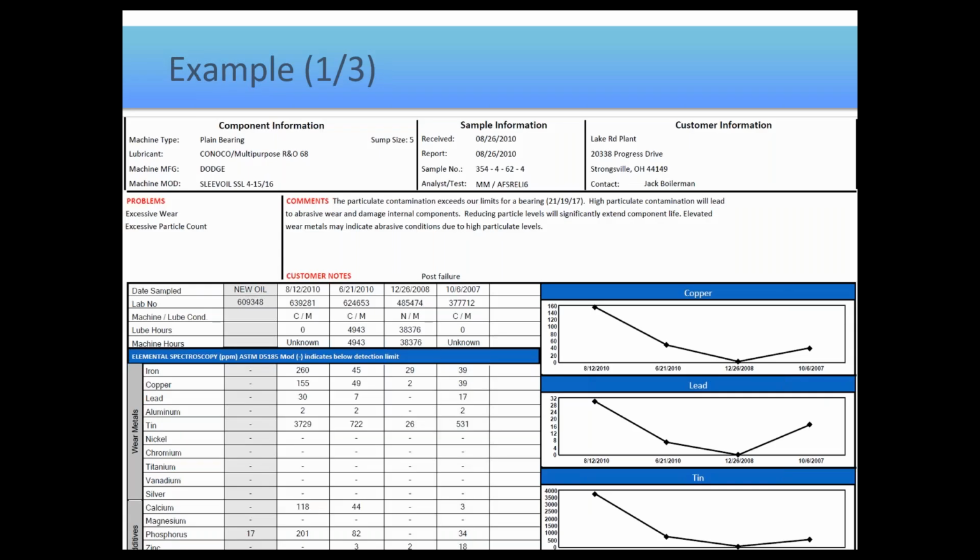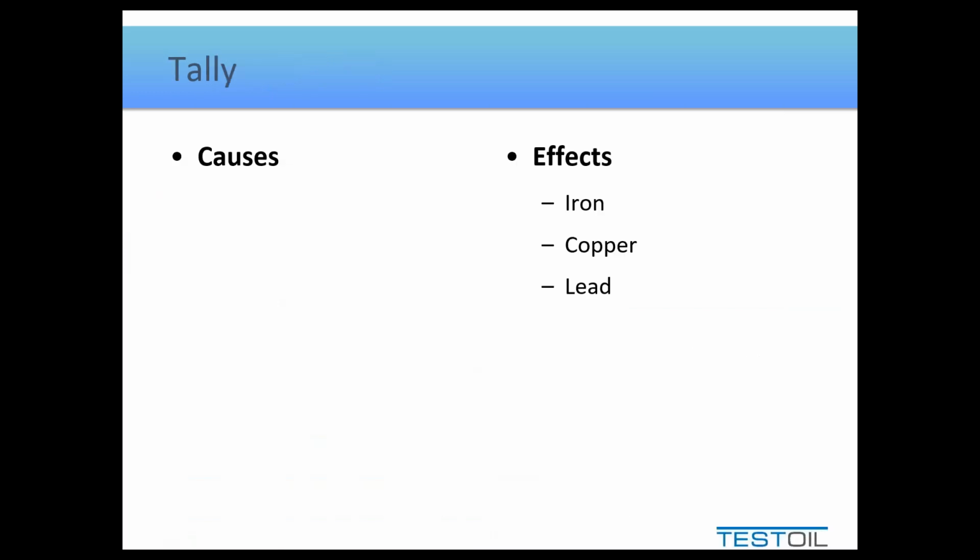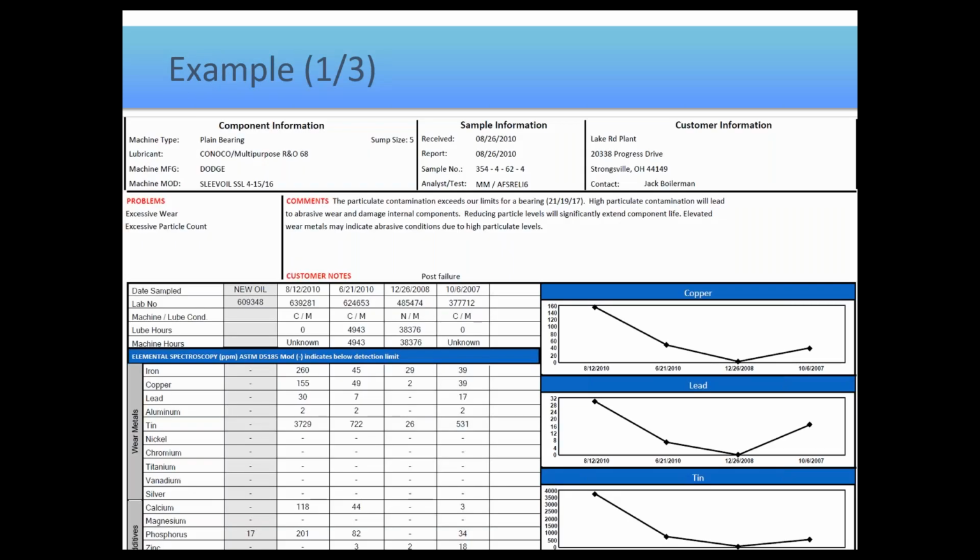We keep going down the report. Aluminum has been a flat trend the whole time, so nothing to say there. But as soon as we get to tin, my goodness, that one's really jumped up. So that is definitely an abnormal value. Is tin now a cause or effect? Well, just like iron, copper, and lead, tin's going to be right under there with effects.